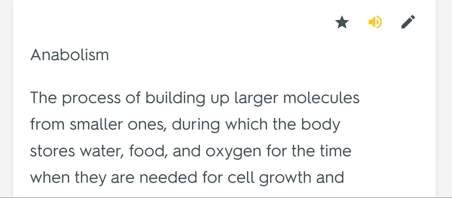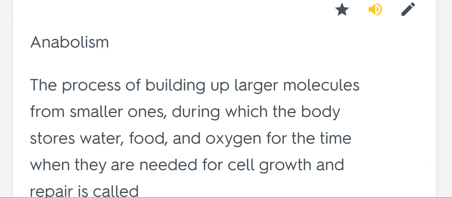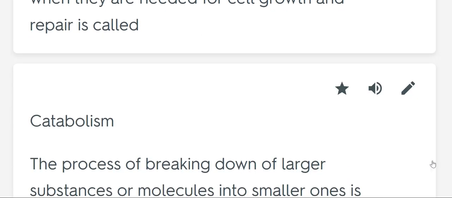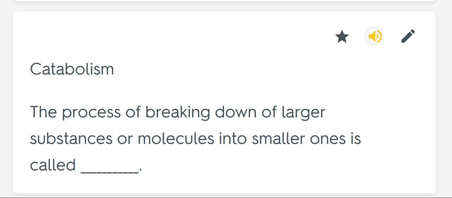Anabolism. The process of building up larger molecules from smaller ones, during which the body stores water, food, and oxygen for the time when they are needed for cell growth and repair is called catabolism. The process of breaking down of larger substances or molecules into smaller ones is called blank.